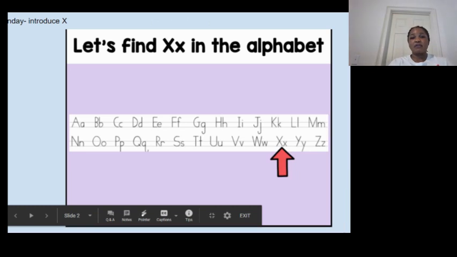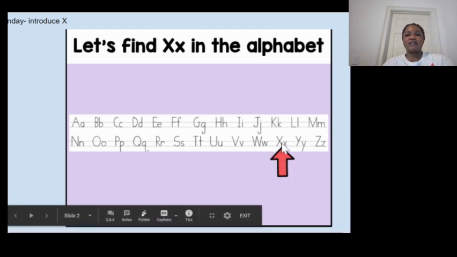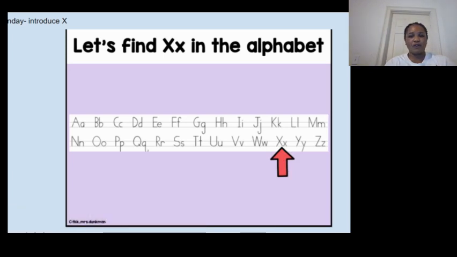So our letter that we're working on this week is the letter X. Can you see that letter X? The red arrow is pointing to the letter X on the alphabet wall, or the computer alphabet wall. So we're going to be working on the letter X.